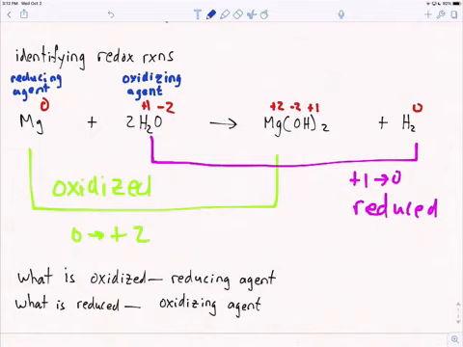Magnesium is giving electrons to water. So magnesium is being oxidized. It's the reducing agent. It's delivering electron density. Water is the oxidizing agent. It is being reduced, but in doing so, it is forcing the magnesium to become oxidized. It's delivering oxidation to the magnesium.